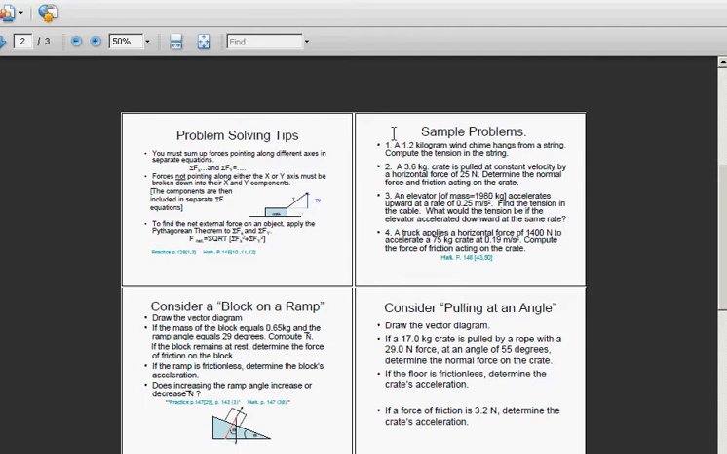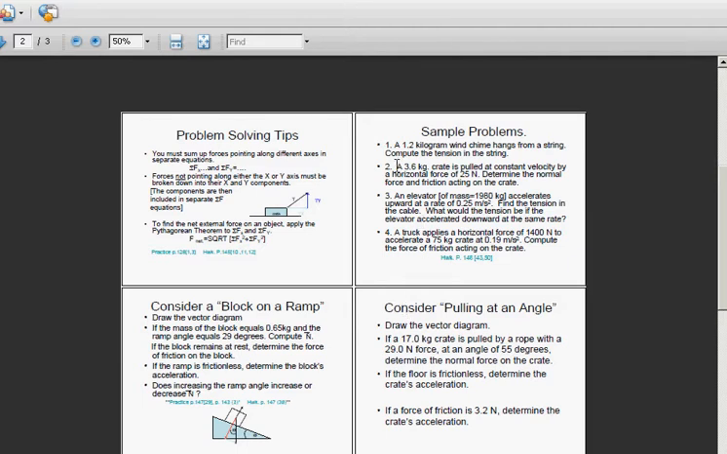Okay, a 1.2 kilogram wind chime hangs from a string. Compute the tension in the string. Think about it. The wind chime is pulling downwards with 1.2 times, well, what's gravity? Remember, it's mass times acceleration, and the acceleration would be gravity. 1.2 times 9.8, whatever that is. That's how much the string also has to be pulling upwards, so that the wind chime doesn't just fall down.